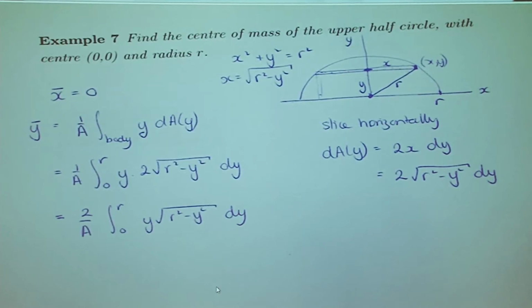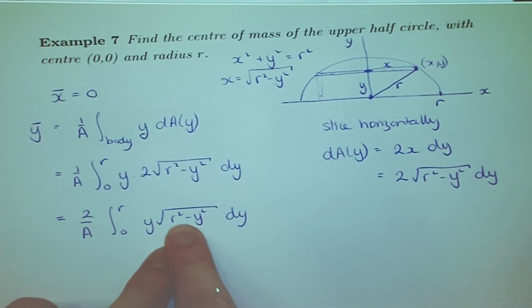Now we have to integrate this. How are we going to integrate this? Start with the easy one first and then work to the harder ones as you go. What kind of substitution? Beautiful. It's a u substitution because here we've got a function and here's its derivative. The derivative of r squared take y squared is minus 2y. Be careful of the 2 and be careful of the minus sign.